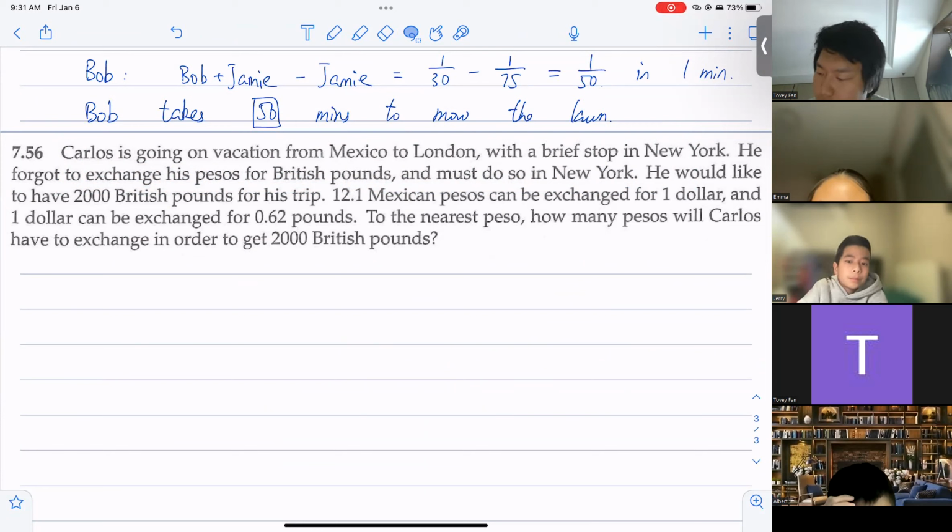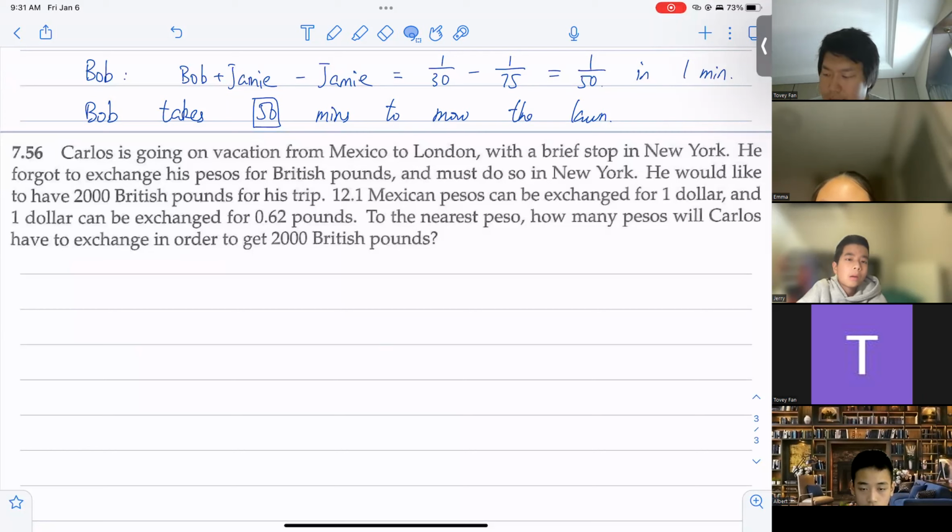Okay, so let's see. He would like to have 2,000 British pounds for his trip. 12.1 Mexican pesos can be exchanged for $1, and $1 can be exchanged for 0.62 pounds. So to the nearest peso, how many pesos will he need in order to get 2,000 British pounds?